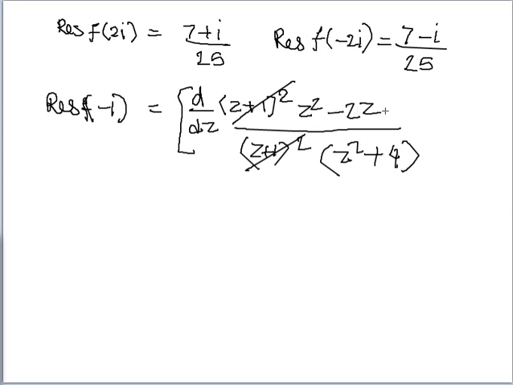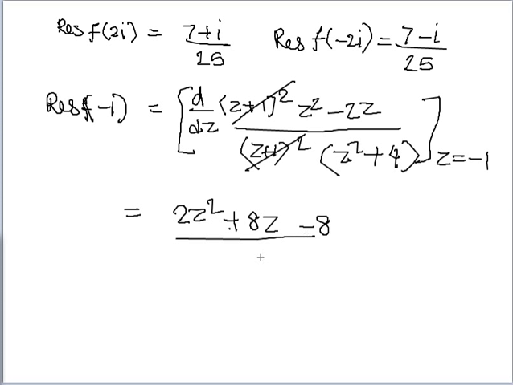When you differentiate it, it comes out like (2z square plus 8z minus 8) upon (z square plus 4) whole square. In u by v, we take v square in the denominator, and in the numerator u dz by dz of v minus v d by dz of u. Then we get the result, and now we can put the value z equal to minus 1.